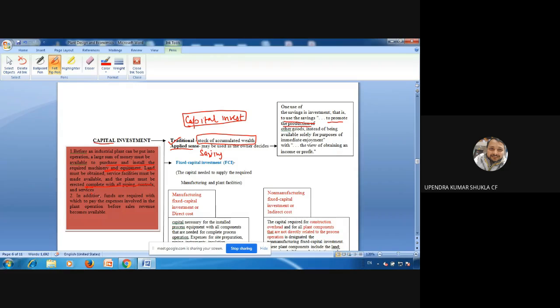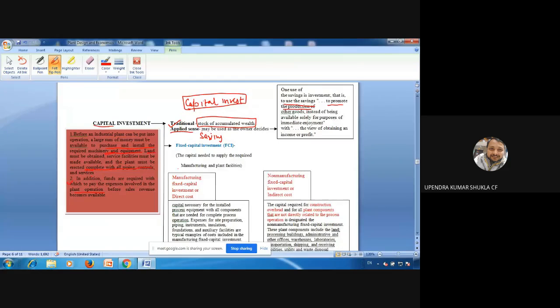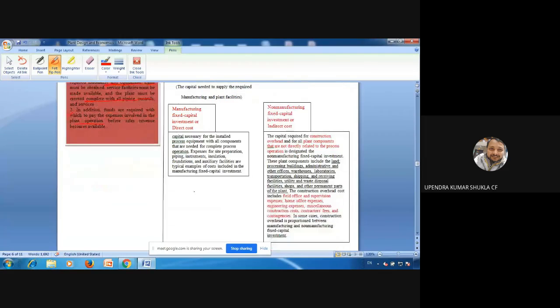And in addition to this, funds are also required with which to pay the expenses involved in the plant operation. So here the key word is plant operation before sales revenue becomes available. So this is number two. This becomes operating cost, and this becomes fixed cost, right? Fixed cost and operating costs are also called variable cost.